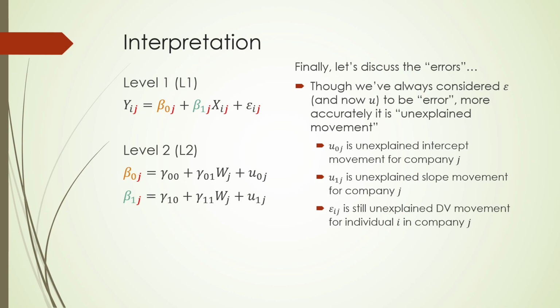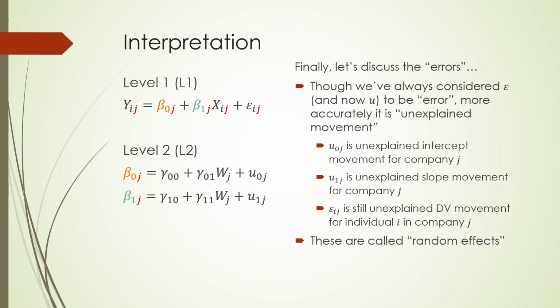Epsilon sub ij is still the unexplained movement in the dependent variable, and we still tend to consider this error. But again, all it is, is unexplained movement. Taken together, these are called random effects. So the U sub 0j and the U sub 1j are considered to be random effects in that we're letting each company have its own value, whatever that value is.